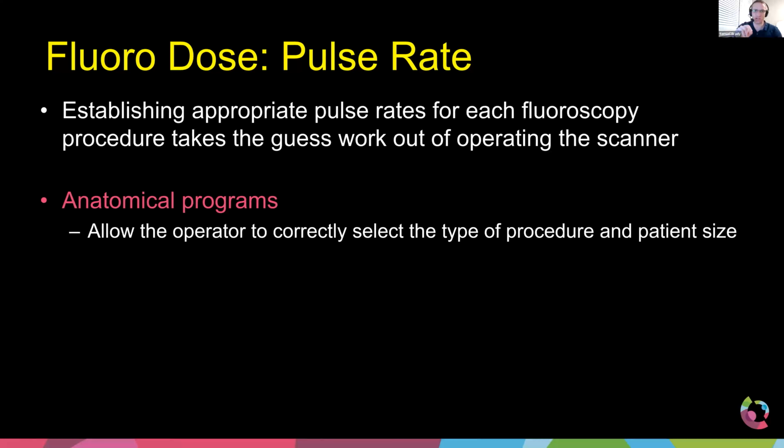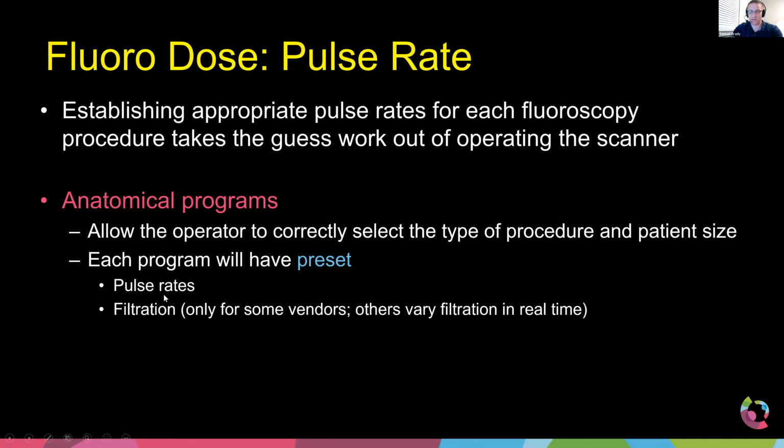Is it a VCUG? Is it a video swallow? Is it a barium enema? Or if it's some kind of interventional type procedure, whatever it is, an embolism, whatever procedure you've built, you have an anatomical program that you've established. And you need to set up some presets to it. You need to build into the background all the right values so that when you select it, it's correct for the right size patient. And so we need to make sure the pulse rates make sense for what we're doing.